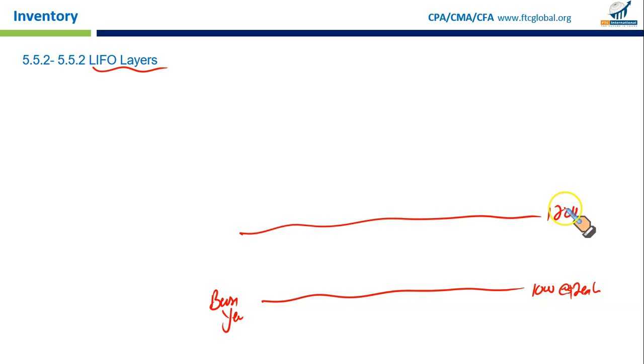So this 200 units represent an additional layer in your inventory, right? These layers represent the inventory you bought at different times, and of course these 200 units might be priced at a different rate, maybe $2.2 per unit. So when you sell items under LIFO, you sell the newest layer first. Maybe if you sell 300 units, you will sell 200 units from the latest layer and 100 from the older layer.